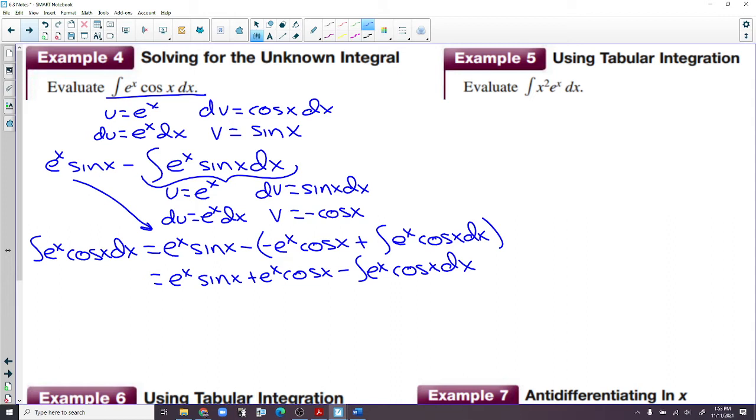And really what we have, if I said get y by itself, what would you do? Add y over, right? And you get 2y, and then divide by 2. That's exactly what we have here. This thing and this thing are the same thing. So we'll add this over.